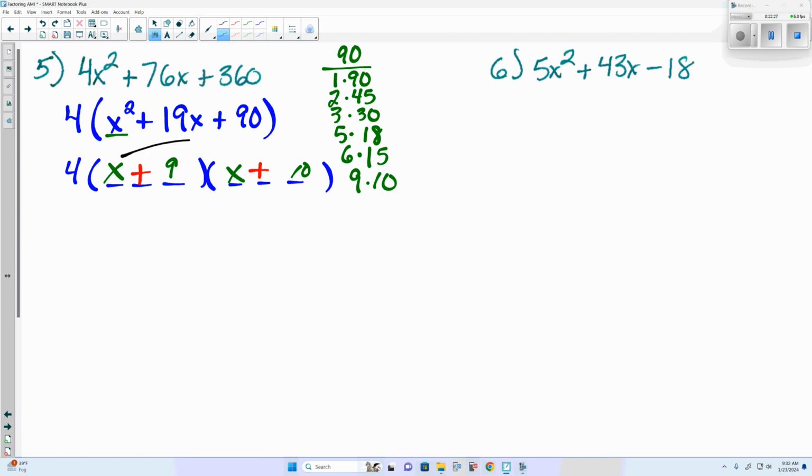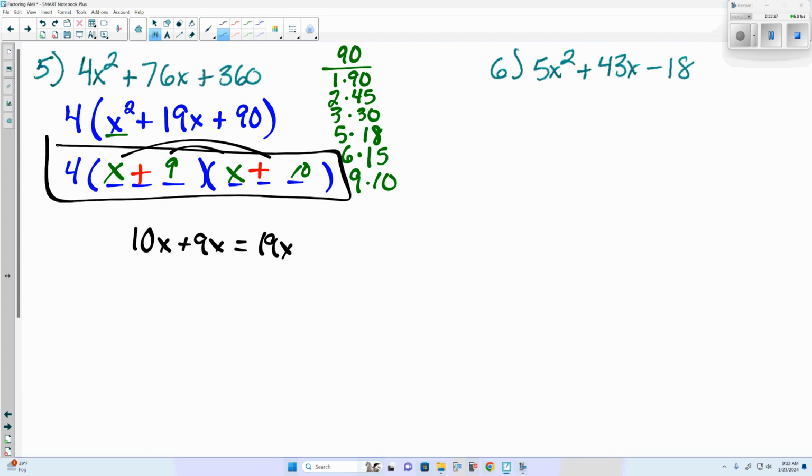And if we did check this, x times 10 is 10x. 9 times x is 9x, which does give us 19x. So those are the factors. Questions on this here?